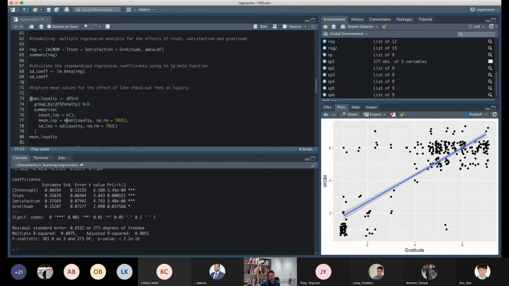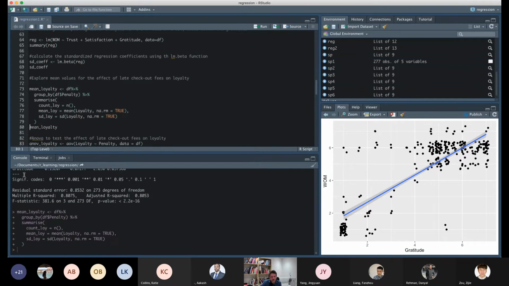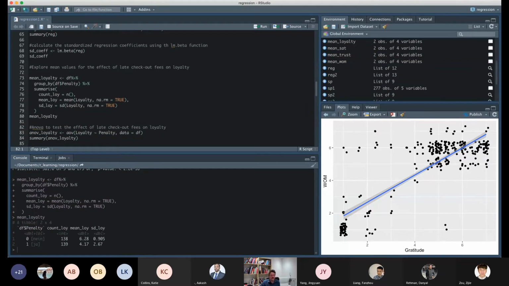So this first few lines of commands here is basically exactly the same as what we did when we did an ANOVA. So the first step was to look at the mean values. Basically, I grouped the data set here. That's the first important line, by penalty. So customers who paid the penalty, customers who didn't have to pay a penalty, and then I looked at some descriptives. I looked at the number of customers in both groups. I looked at the mean value of loyalty in both groups, and also standard deviation. That's it.